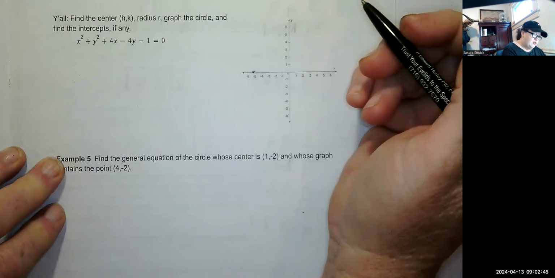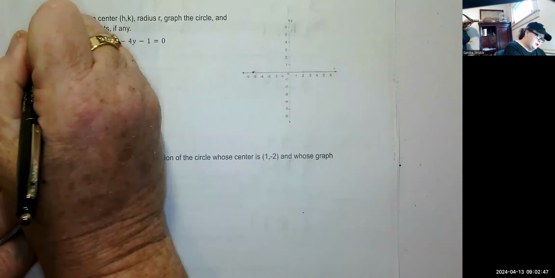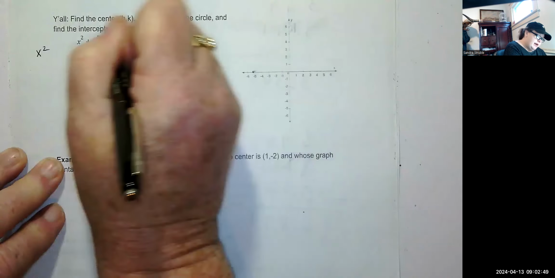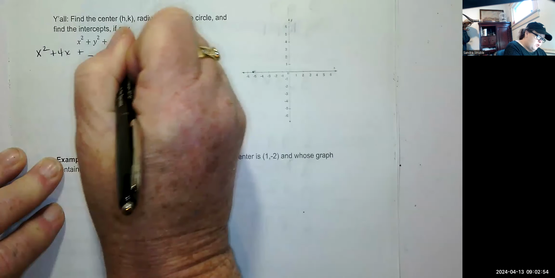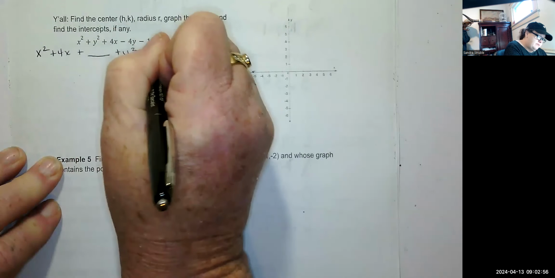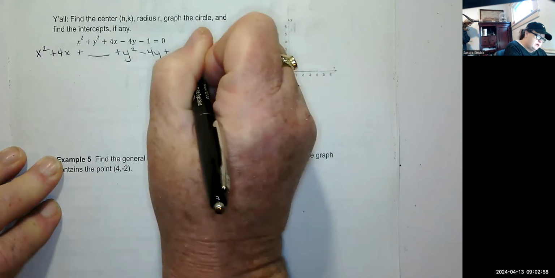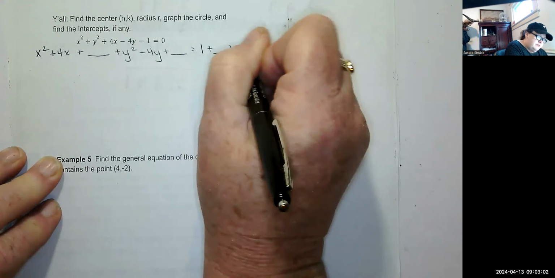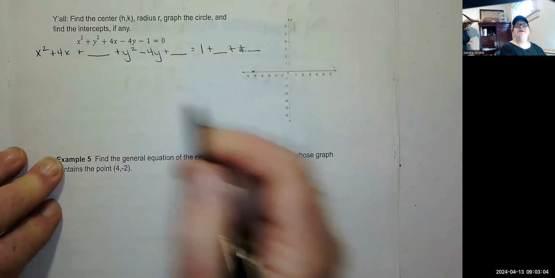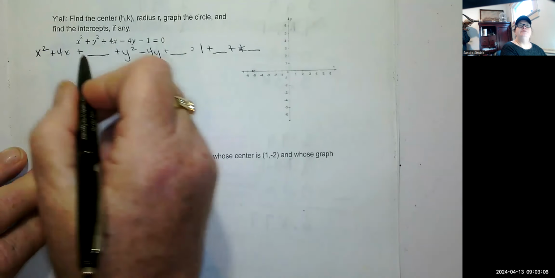All right, I'm going to reorder these. So putting my x's together, x squared plus 4x. I'm going to go ahead and leave my space. Y squared minus 4y plus space. Moving my 1 over, plus space, plus space. Sorry. All right, now I'm going to complete the square.